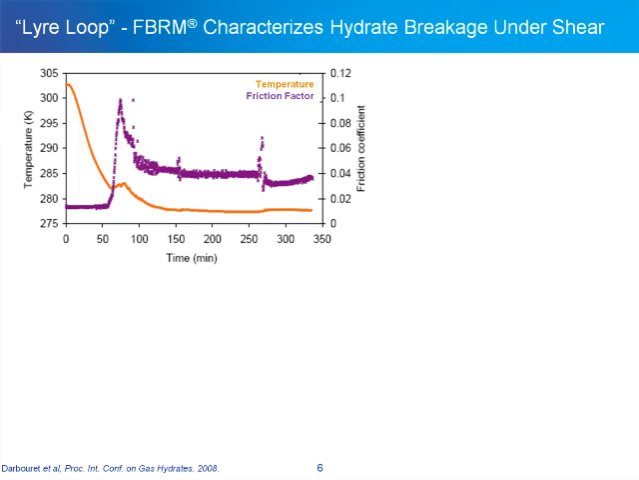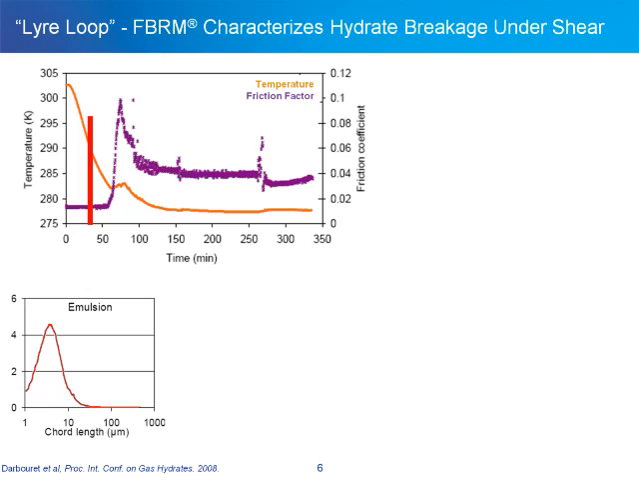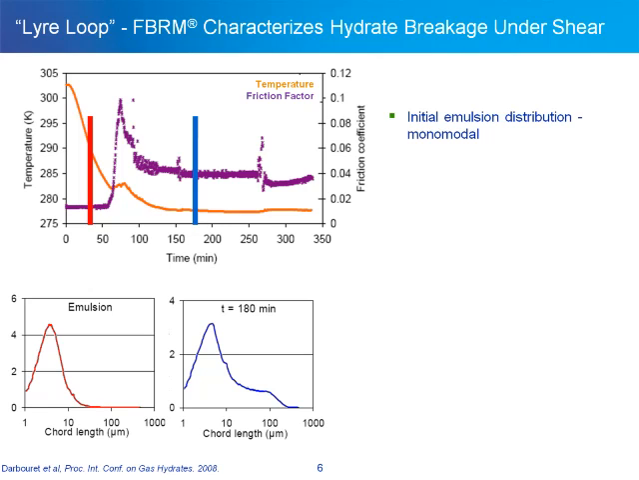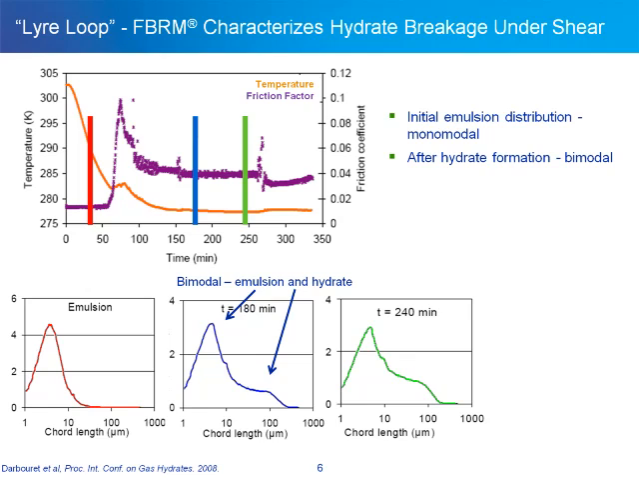For the lyre loop, FBRM was used to characterize the breakage of hydrates under shear. The upper graph shows the temperature and friction factor of the lyre loop as a function of time. Initially, there is an emulsion present as shown by the FBRM chord length distribution in the lower left, which is unimodal, with most of the material being under 10 microns in dimension. As the friction factor increases, here at time 180 minutes, we see that the distribution is now bimodal. This indicates that not only do we have the initial emulsion, but we also have the formation of hydrates. This continues on at time 240 minutes.